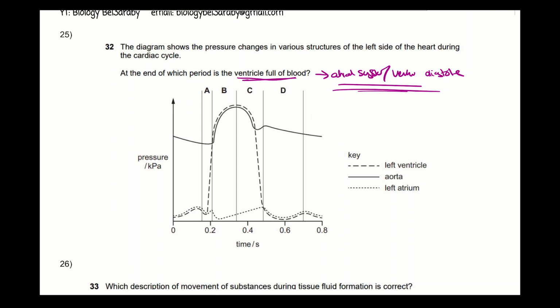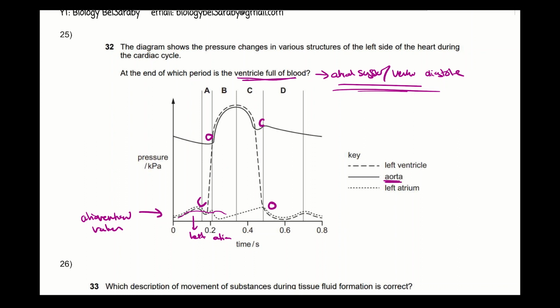Now, I'll show you a very easy way to interpret this cardiac cycle diagram. First of all, always remember CO, CO. And we must label the lines. So the bottom line is the left atrium. Therefore, the valves here are going to be the atrioventricular valves. And this line is going to be the left ventricle.